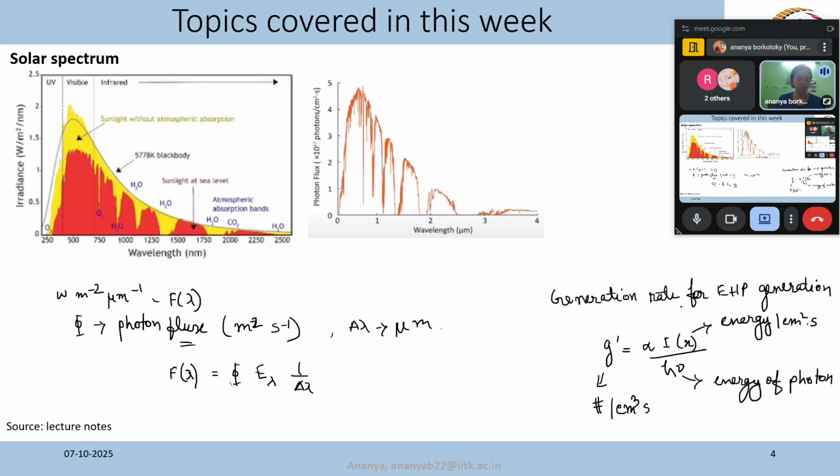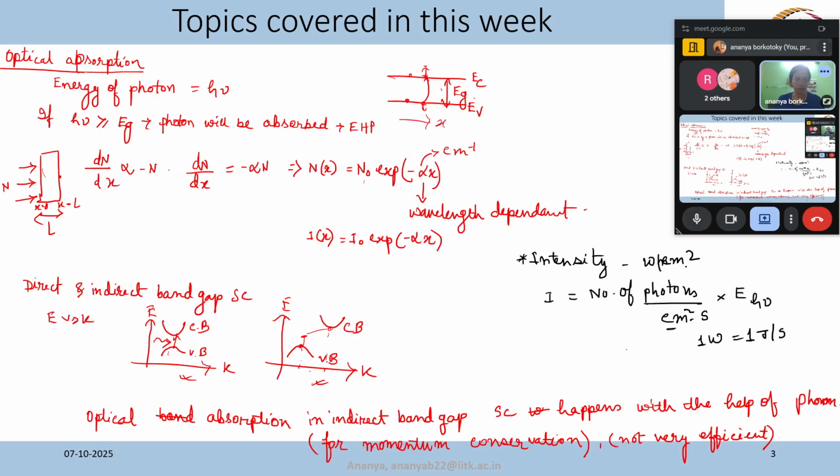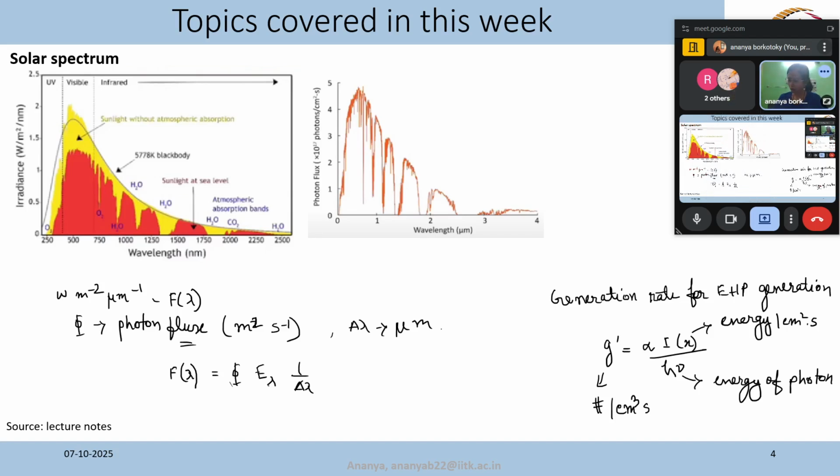While doing numericals, pay attention to the units, what is given to you, and how we can calculate whatever is being asked in the question. Know the unit of intensity, the unit of generation rate and flux. Flux is a number of photons, that is why the unit is this. When we multiply flux with energy, that gives us the intensity.